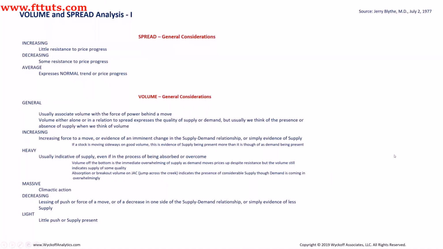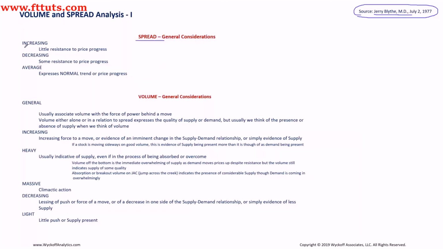We're going to start with basics. And this actually comes from one of Hank's students, Jerry Blythe. He is an MD, and Jerry took Hank's classes many decades ago, and he has created a small spreadsheet reference to the volume and spread and the way they behave. So I'm using this first slide just to give credit to Jerry and also to go through some general considerations about the spread and the volume. So let's look into this.